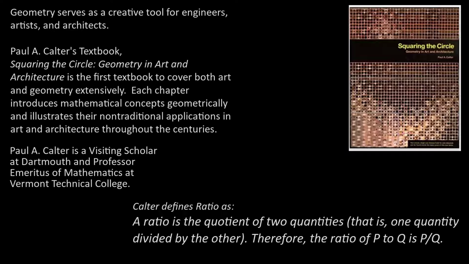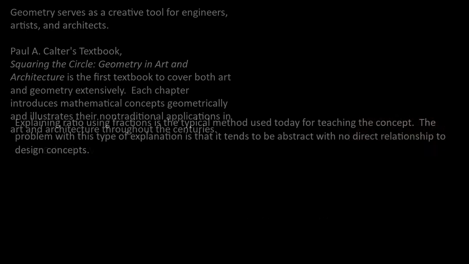Coulter defines a ratio as the quotient of two quantities, that is, one quantity divided by the other. Therefore, the ratio of P to Q is P/Q. Explaining ratio using fractions is the typical method used today for teaching the concept. The problem with this type of explanation is that it tends to be abstract with no direct relationship to design concepts.